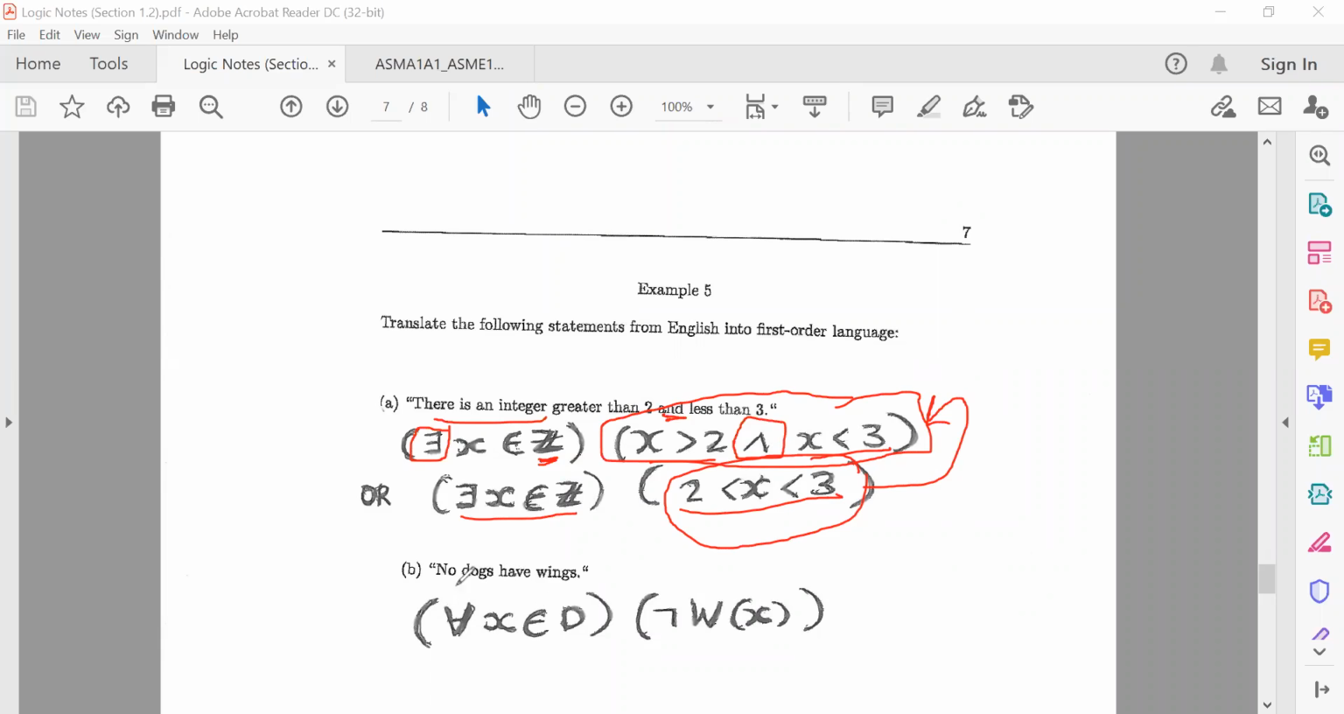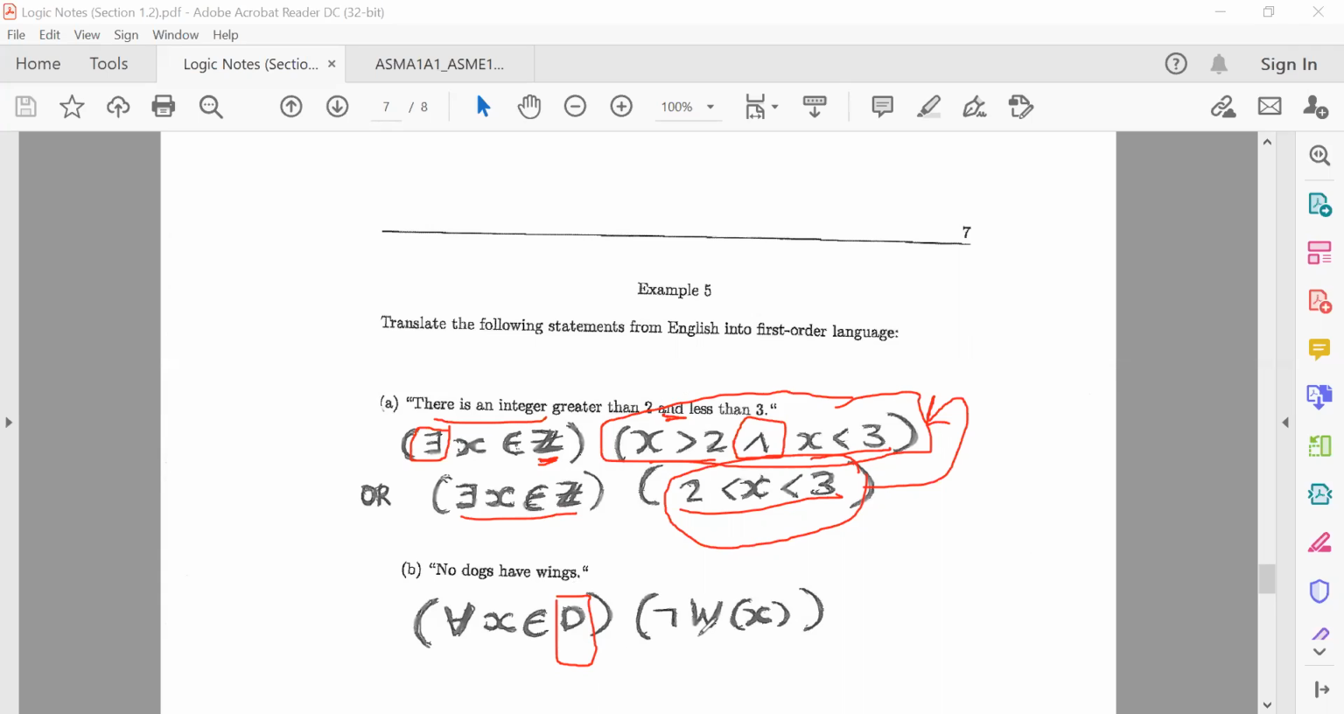They say no dogs have wings. No dogs have wings. Obviously, for you to be able to write this in predicate, you need to have a predicate symbol. In this case, we have a D there. D there stands for the set of all dogs. So dogs, all right, the set of dogs.